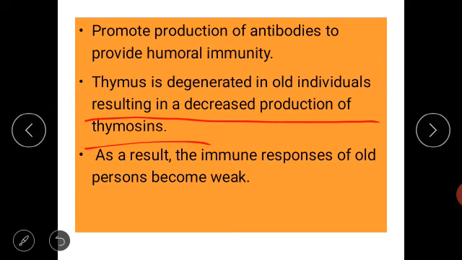So as a result, the immune responses of the old person become weak, and that old person becomes vulnerable to various diseases. So this is the reason that the old person's immunity is not so strong. Yes, so this was all about the thymus gland.